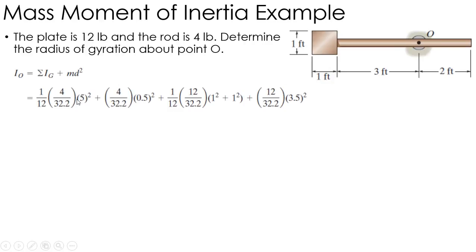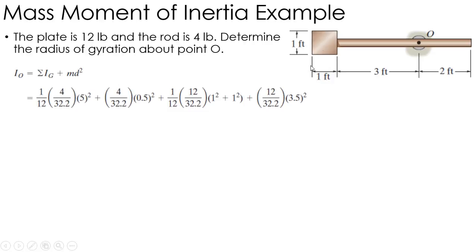So I take the moment of inertia about the centroid and add it to the mass, which again is 4 divided by 32.2, times the distance away, which is 0.5 squared. Moving on to the plate, its moment of inertia about its centroid, located right in the center of the plate, is 1/12 mass times length squared plus width squared. So it's 1/12 times the mass, 12 divided by 32.2 to get into slugs, and then I've got 1 foot squared plus 1 foot squared. That's the moment of inertia about the centroid of that plate.